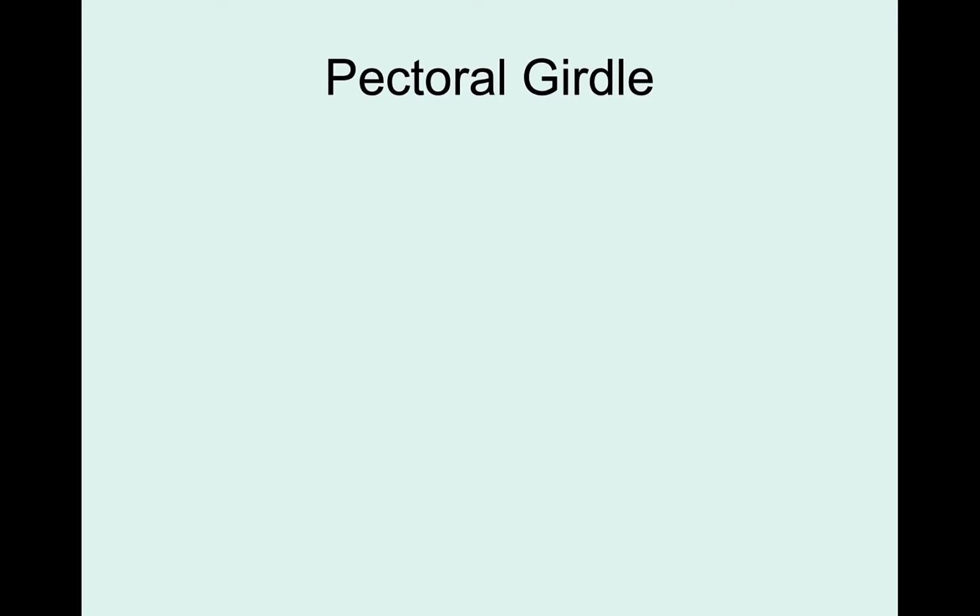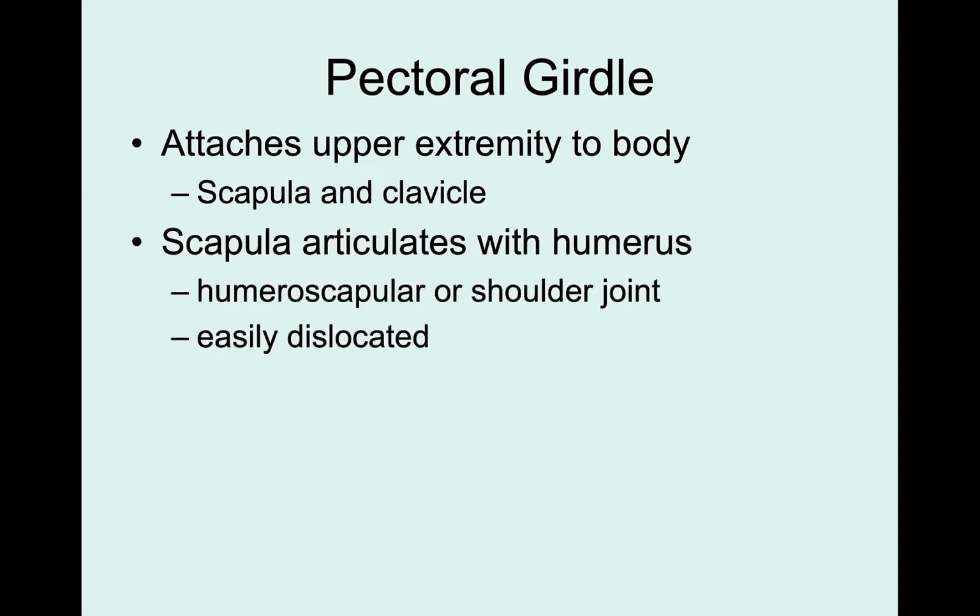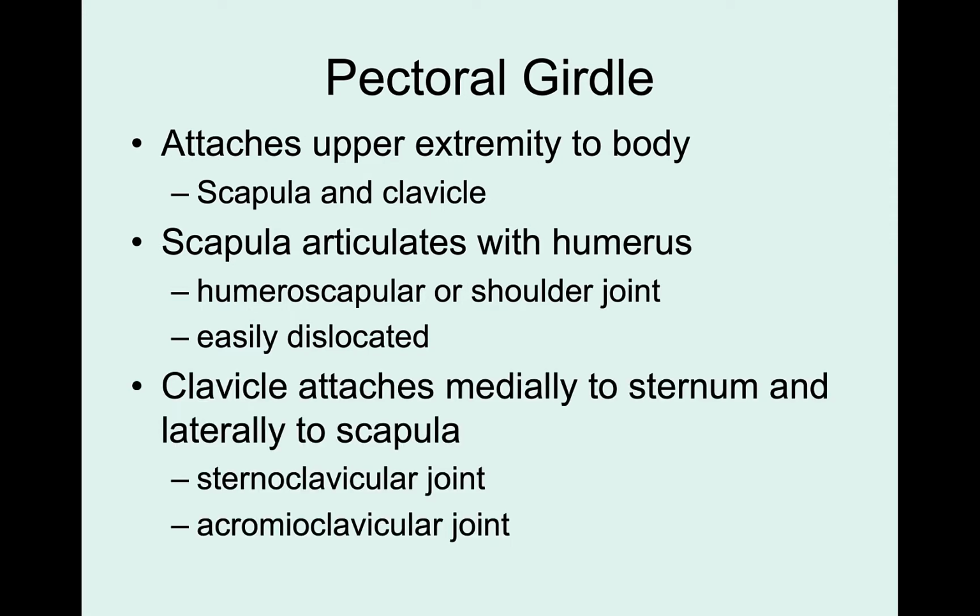Let's start with the pectoral girdle. The pectoral girdle is what's attaching our upper extremity to our body, and we have 2 bones responsible for this, the scapula and the clavicle. The scapula is articulating with the head of the humerus to form the humeroscapular joint, and if you remember the articulations lab, we talked about how easily this joint is dislocated, but how much of a range of motion it gives us.